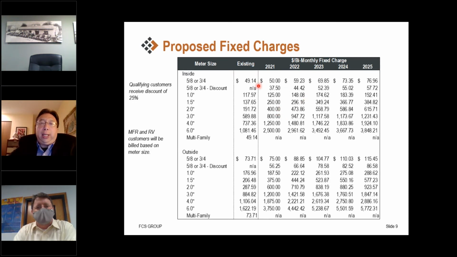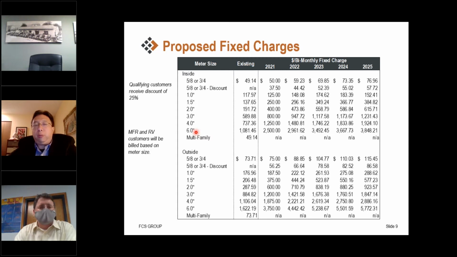The other thing that you see here is a schedule of increases for your bi-monthly fixed charge by year going out through 2025. One of the things you'll notice is that the scaling for the increases here goes up faster than the scale that you have currently. The reason is that we're recommending that your utility billing follow the American Water Works Association standards in terms of the ratios for the size of the meter.